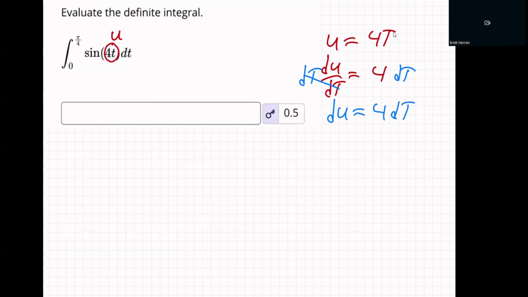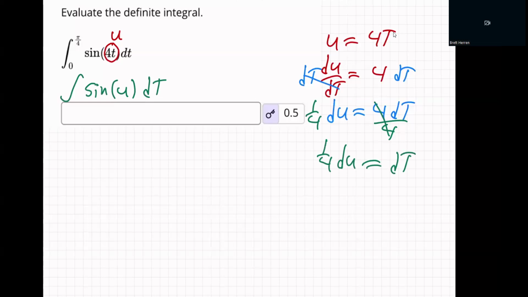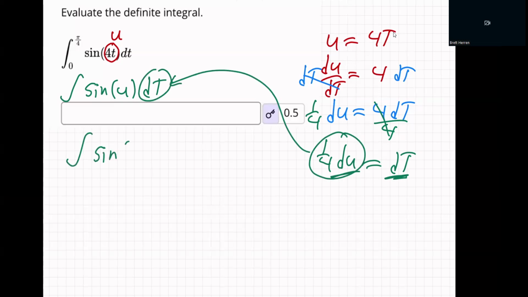And then, so what do we have? So our integral then becomes, let's bring this down, the integral of sine of u and then dt. So we got to replace that dt. So divide by 4 or multiply by 1/4. Same thing. So dt is 1/4 du. So anywhere we see dt, we can replace it with 1/4 du. So 1/4 du going right there. This becomes the integral of sine of u, 1/4 du.